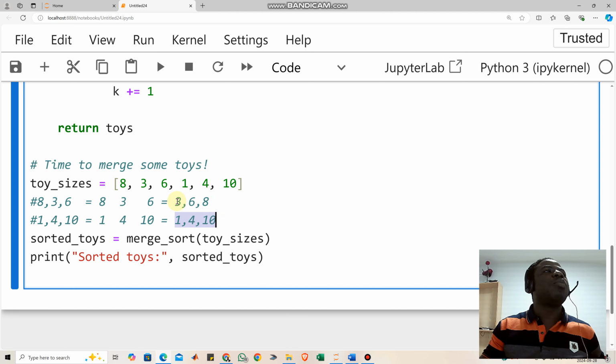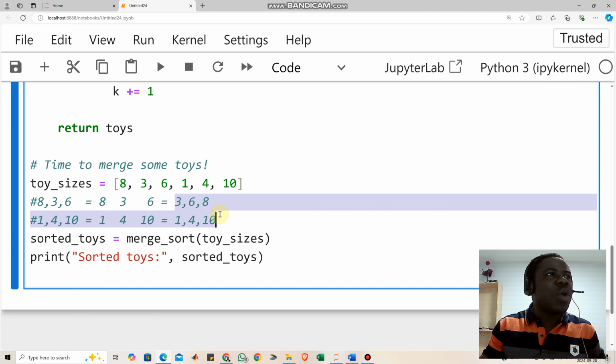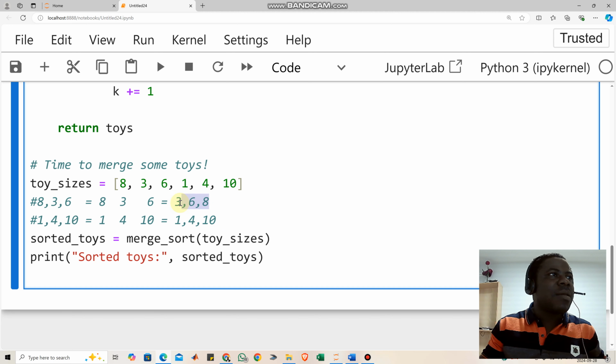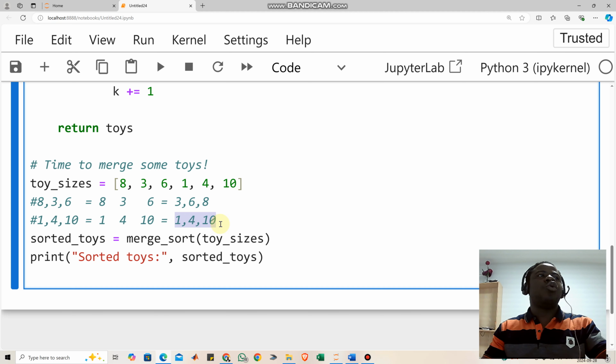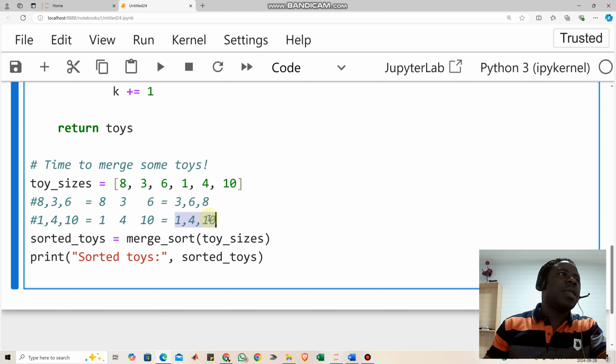it's now going to merge these two together. This, I'm referring to this, and this is going to merge them together and sort. So it's going to be very easy to sort. This is what we call merge sort algorithm.